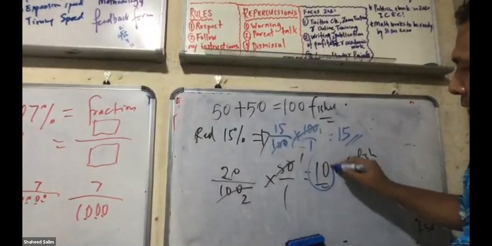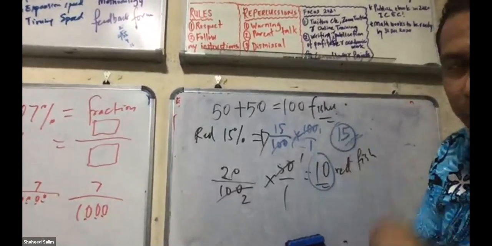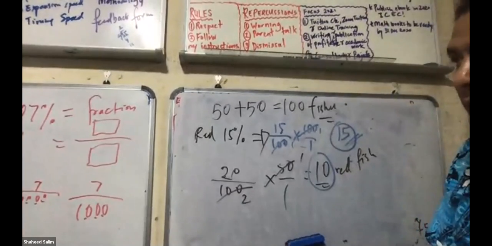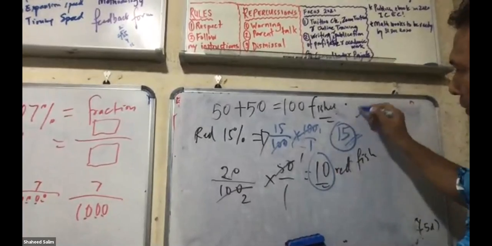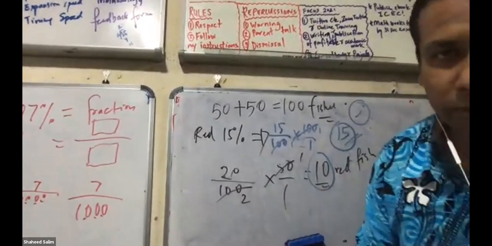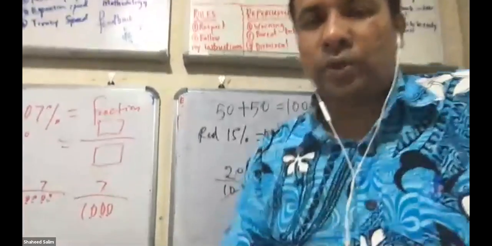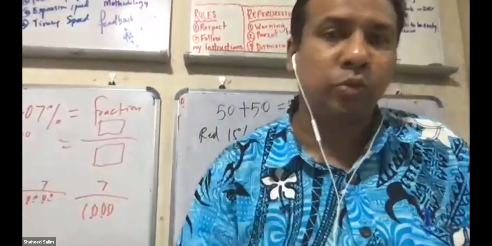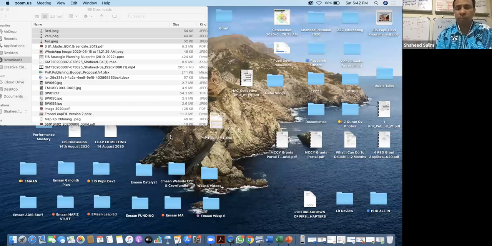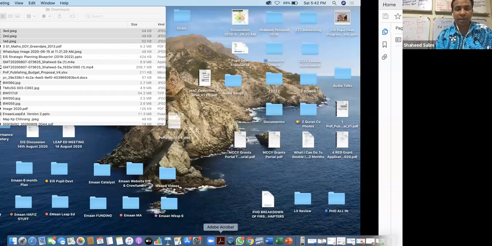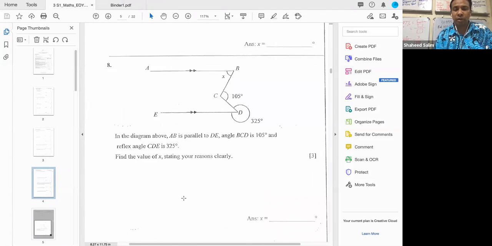At first there were 10 red fish, now there are 15 red fish. That's the answer for number 2. Number 3 asks how many red fish did he buy? 15 minus 10, you get 5. Quite easy actually. You can do this one. This is primary 6 work. But maybe we need some practice in percentage. So now we do the next one.